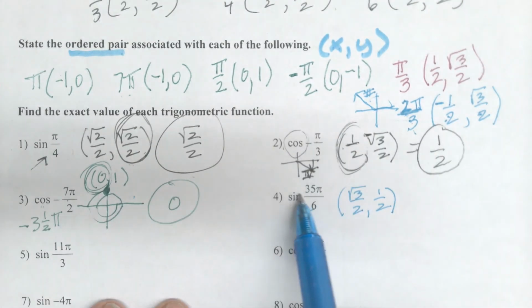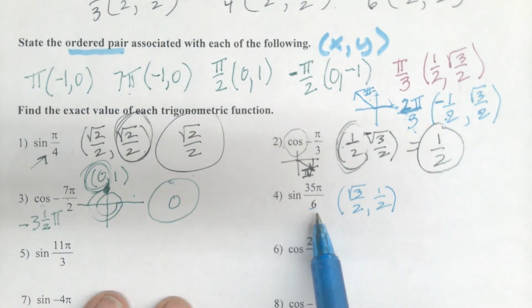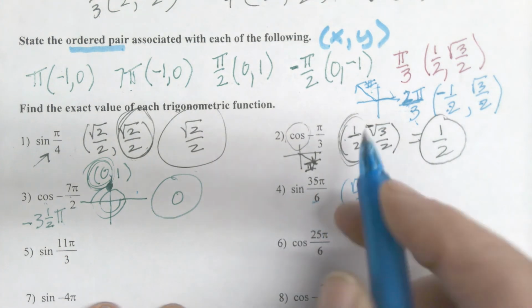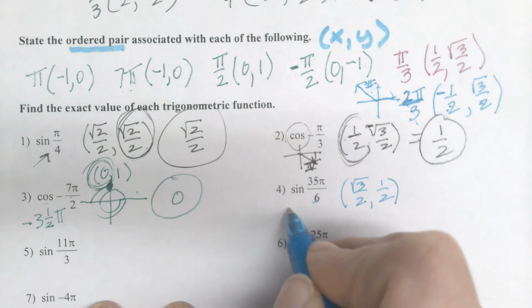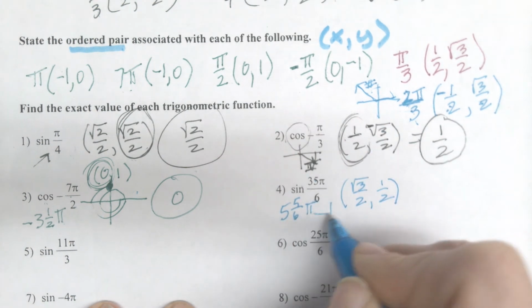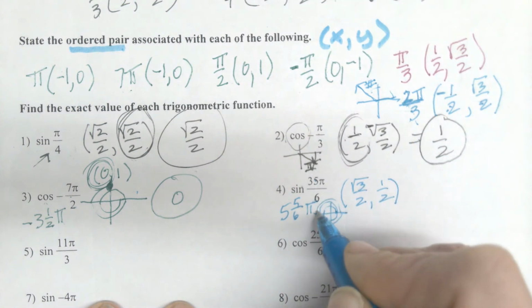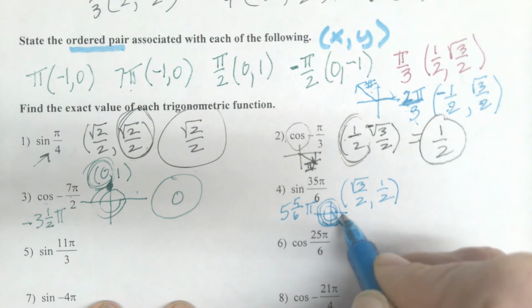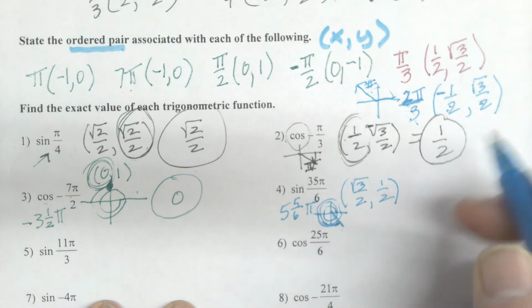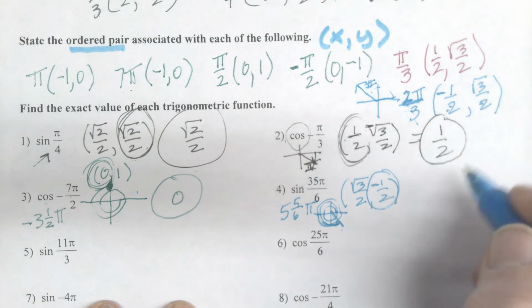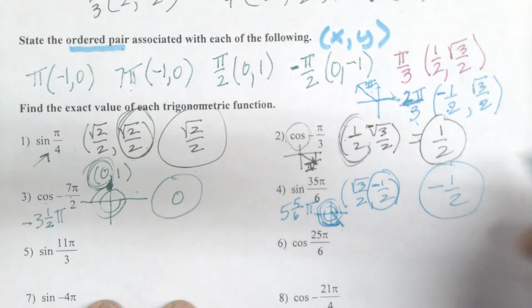So in this one, I'm looking at the pi over 6 family. As long as this is reduced, that denominator will give me my family. And then I have to figure out 6 goes into 35, 5 and 5/6 times. So when I figure out what quadrant I'm in, I do 1, 2, 3, 4, 5, and 5/6 puts me in the fourth quadrant again. 5/6 is almost a whole pi, so I'm back in the fourth quadrant. That's positive, negative. The sine is the y-coordinate, so my answer is negative 1/2.